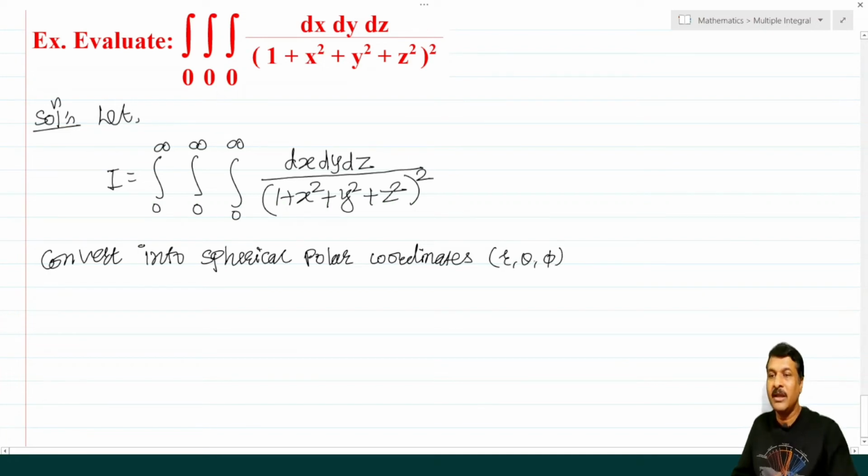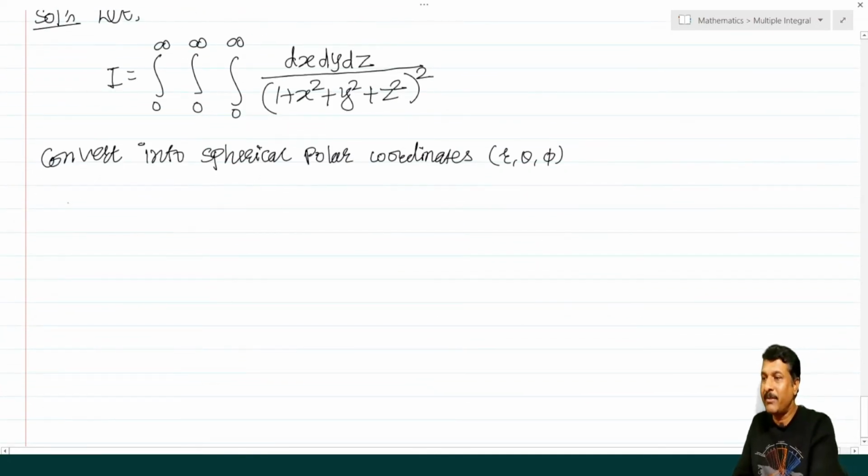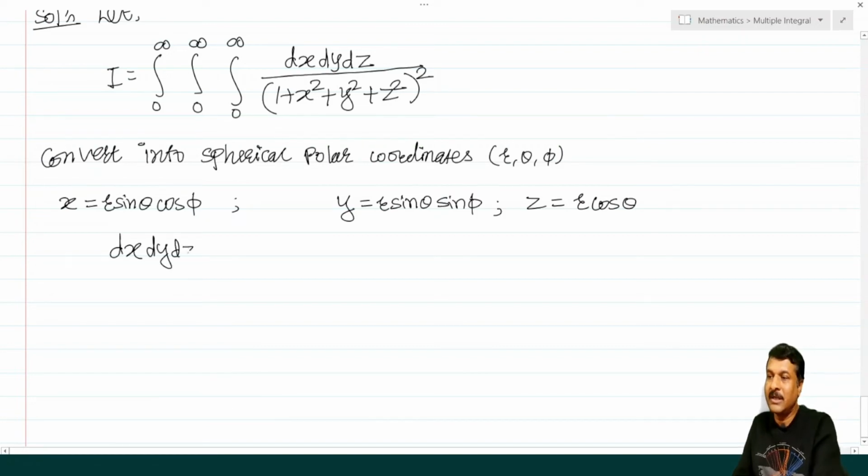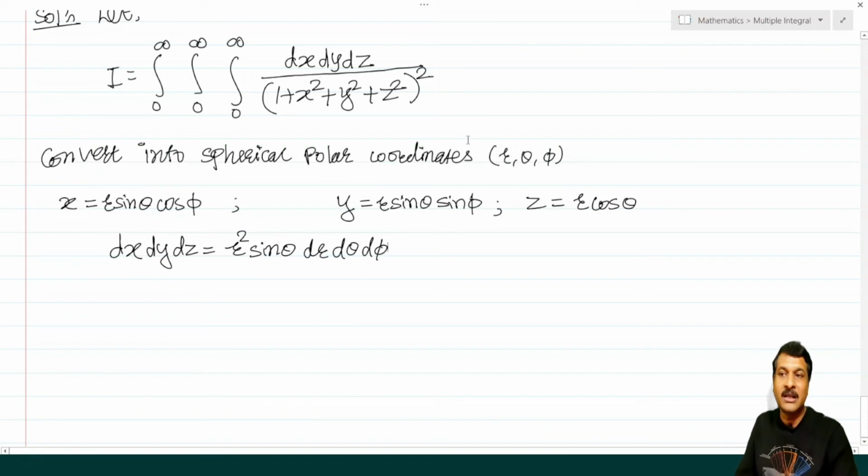As we know, it is very easy to remember this one. Note that x, then y, and then we have to write z. So here z equals r cos theta, and x and y are r sin theta, with cos phi and sin phi respectively. Then dx dy dz equals r square sin theta dr d theta d phi. So note these transformations into spherical polar coordinates.